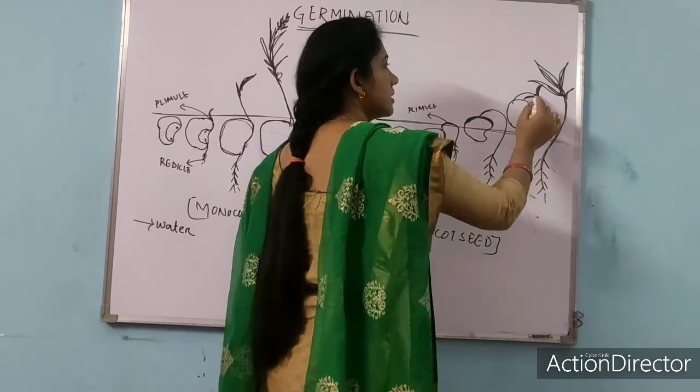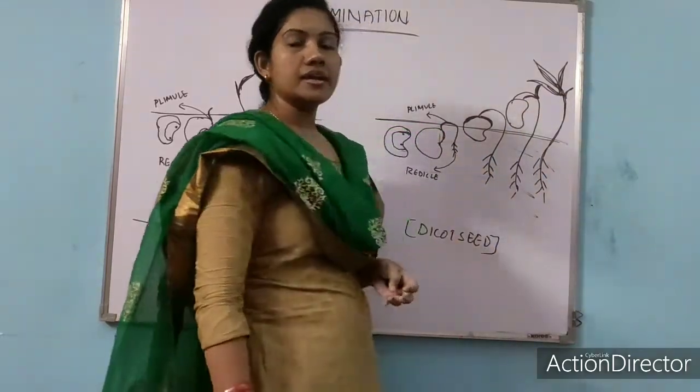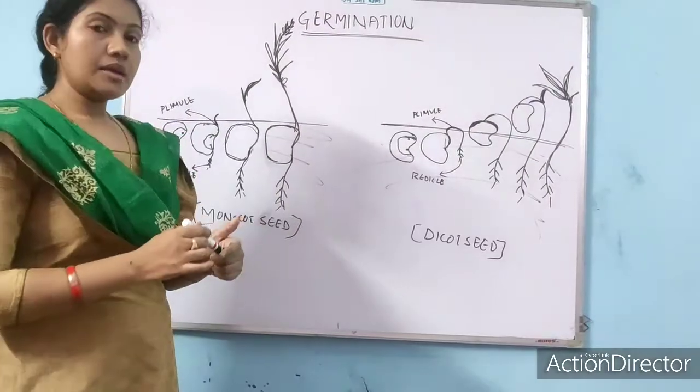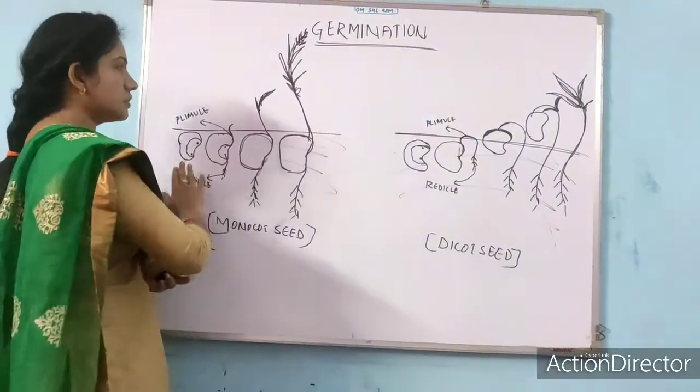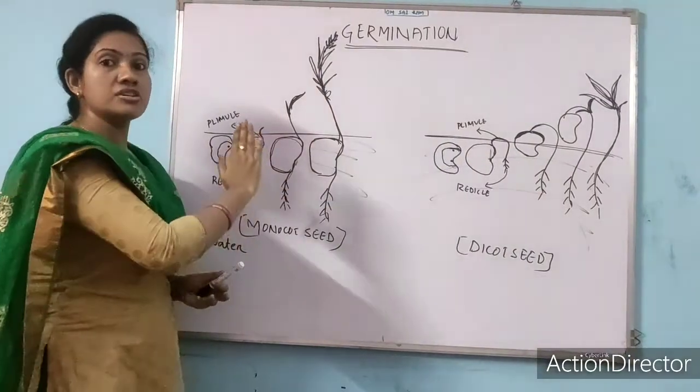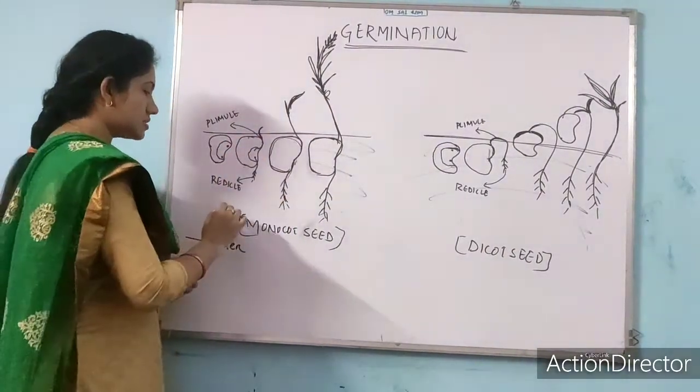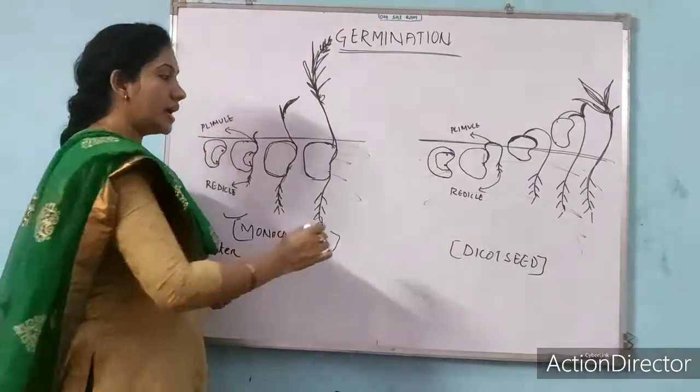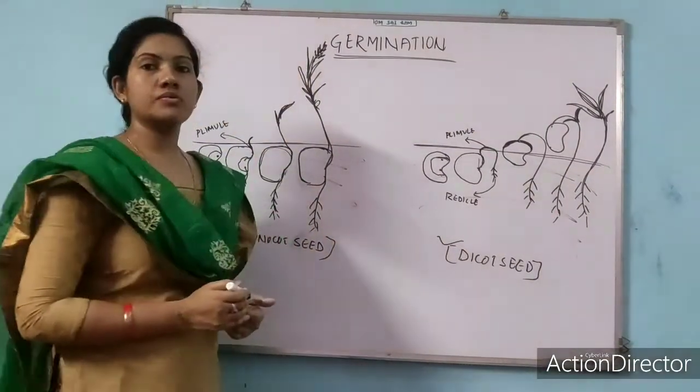Only the shoot remains. This cotyledon will dry and fall down. Again, I am repeating. Here you can see the development phase of the seed. We call it the phase of germination. This is the phase of germination for monocot and this is the phase of germination for dicot.